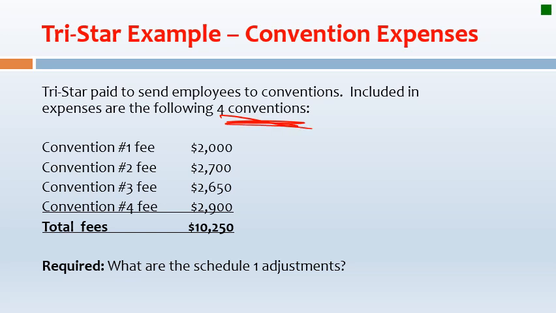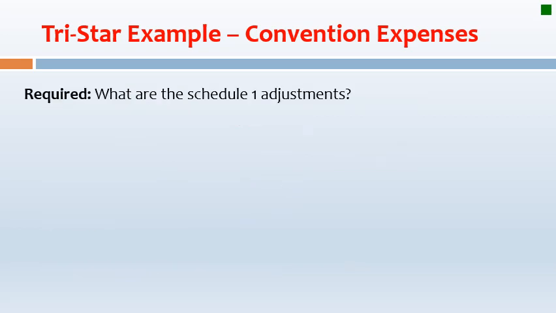So what are the Schedule 1 adjustments we have to make for this, knowing that we are only allowed to deduct 2? Well, given that you want your deductions as high as possible, I would say let's deduct the highest possible amounts, which would be this one, Convention 2 and Convention 4. These other 2, they're smaller, so we're going to add them back. Again, we're only allowed to deduct 2. We might as well deduct the largest ones. The ones that we're not allowed to deduct, the excess of 2, we'll add back. Let's take a look at what that is.